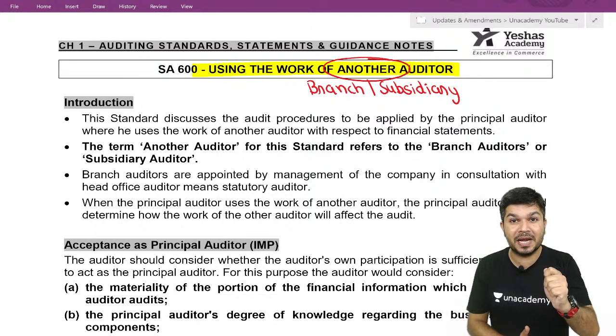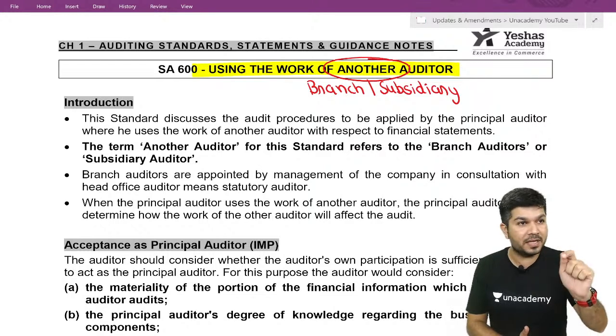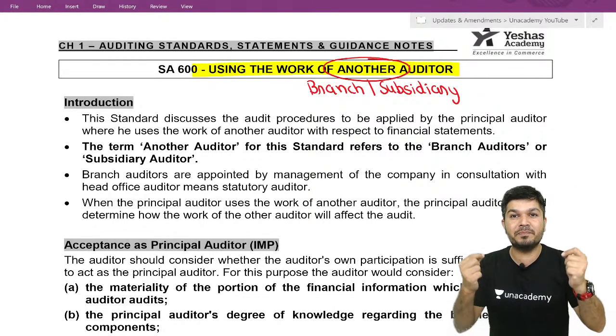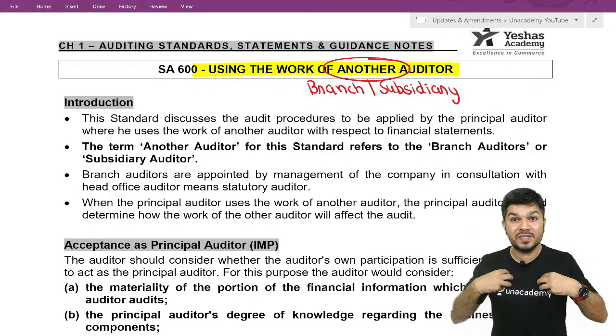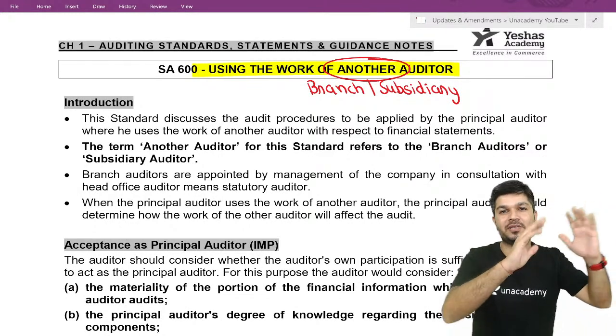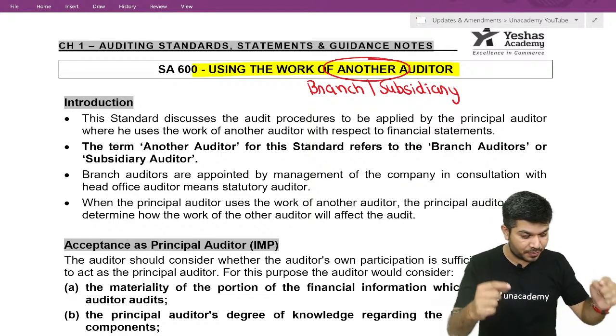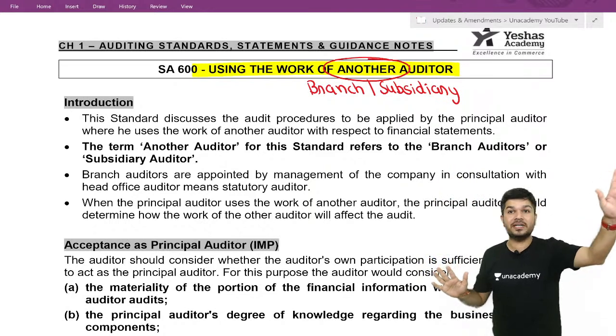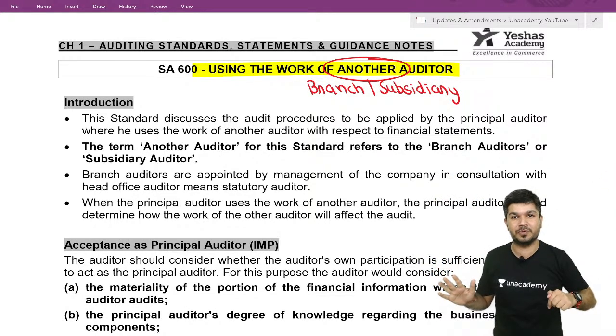Would I check the branch again? No, the branch is already audited by someone else. I will rely on the report submitted by them. So I'm using the work of a branch auditor. I'll be reporting on the company as a whole. Branch is audited by someone else, and I'll be using their work.